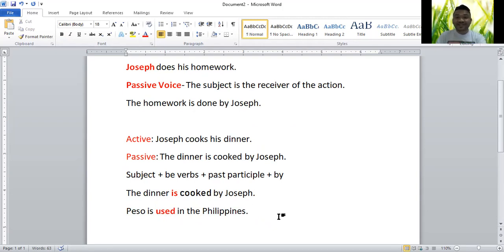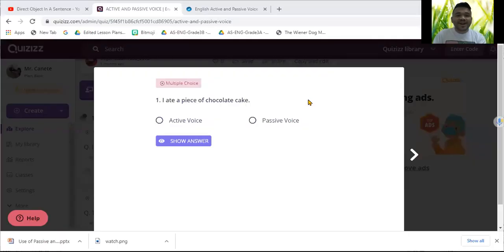Now, to test your understanding of my discussion, we're going to have an activity. I would like you to choose whether the sentence is active or passive voice. Number one: I ate a piece of chocolate cake. Is it active or passive? Very good. The correct answer is active because I ate. The subject here is I, and then the rest of the sentence.